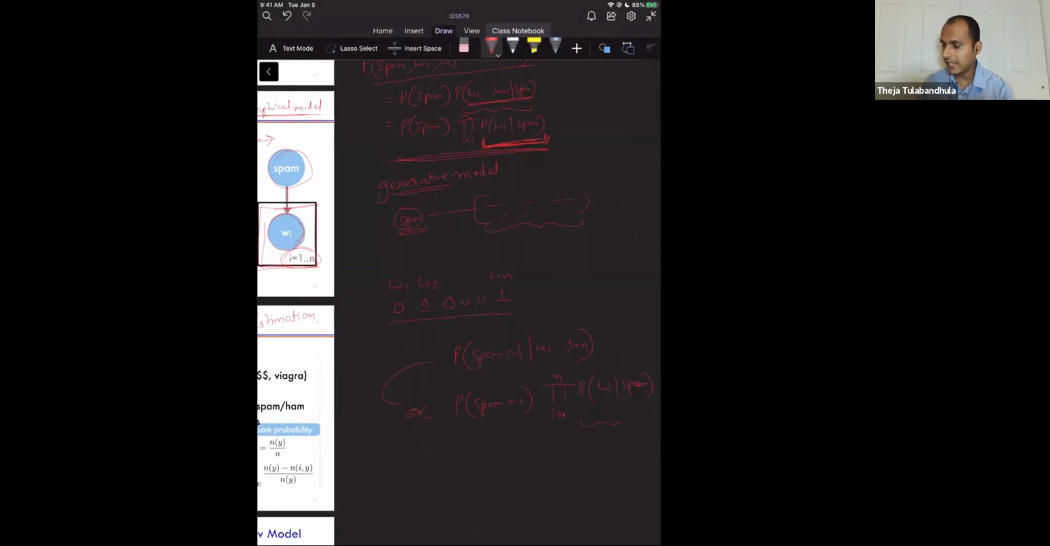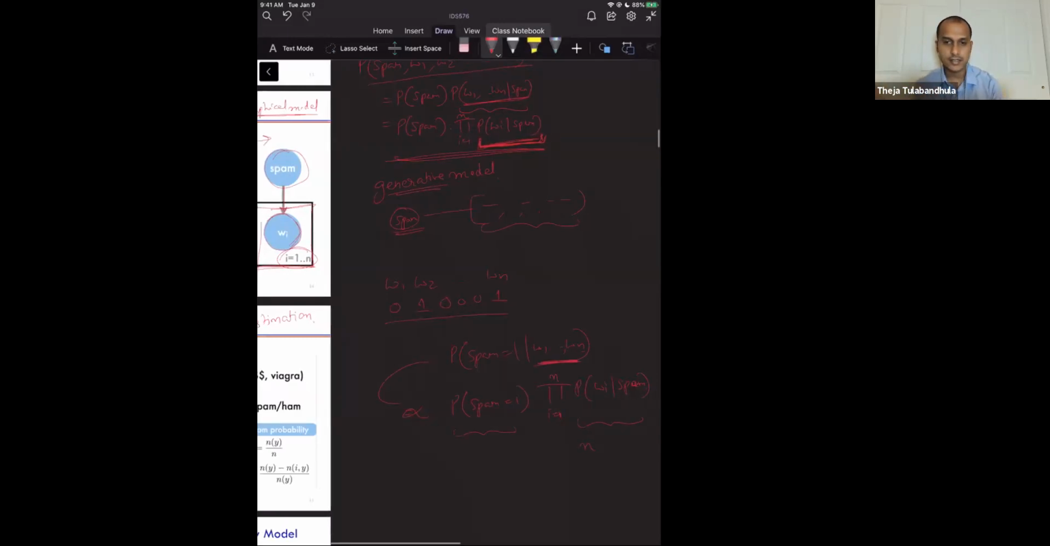So I'm multiplying n numbers here and then one number here. Now, which means that for me to classify for a given test instance, can you shade off the marker?